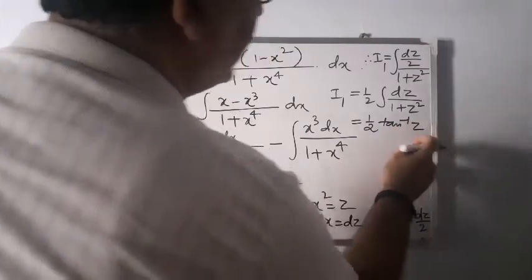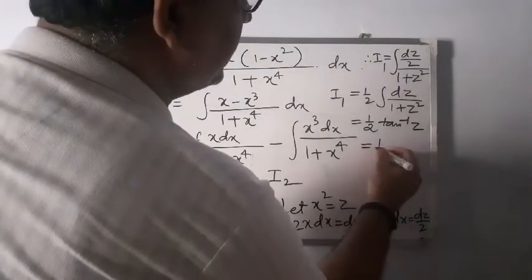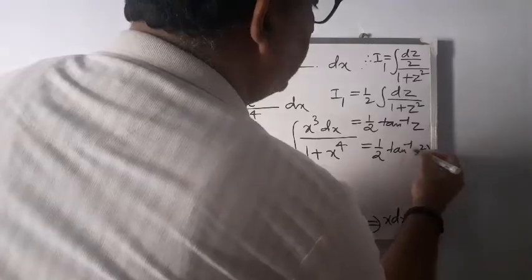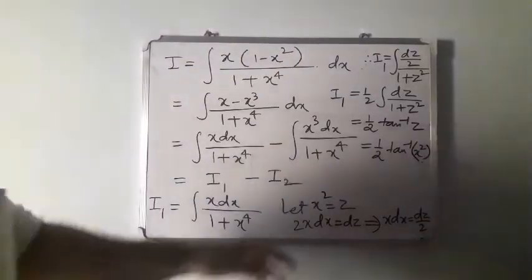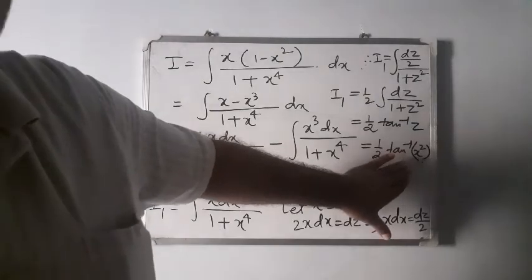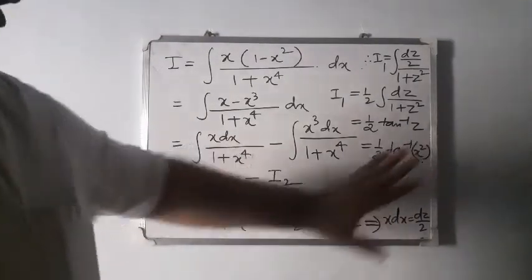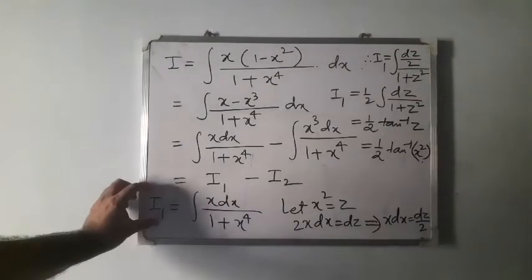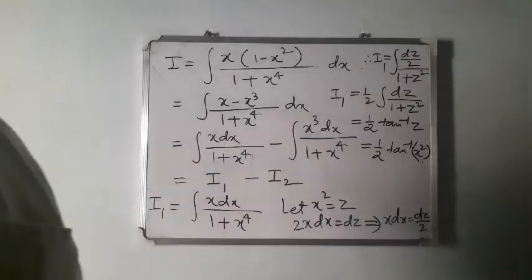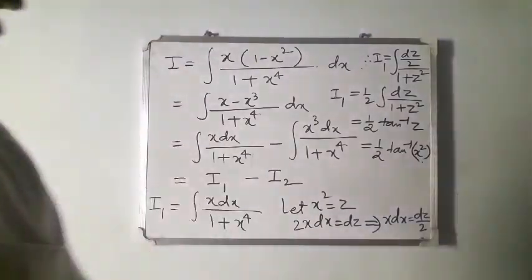And the value of z, you know, z is equal to x square. So you can write it as half tan inverse x square. Now one more thing is important here. You can write I1 is equal to half tan inverse x square plus C1, but here there is no need to write C1. After evaluating I1 and I2, we will put a constant, that is plus C, which contains C1 and C2 both, for both the integrals.